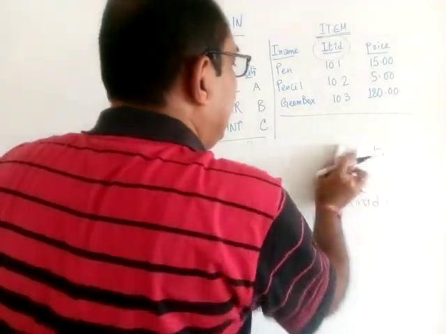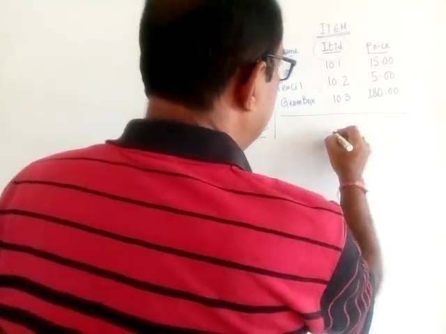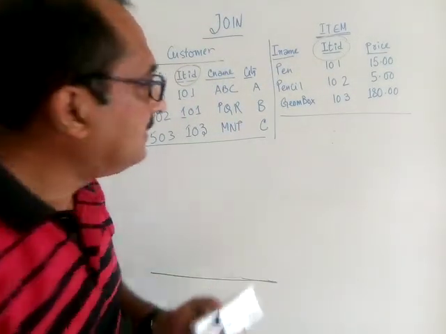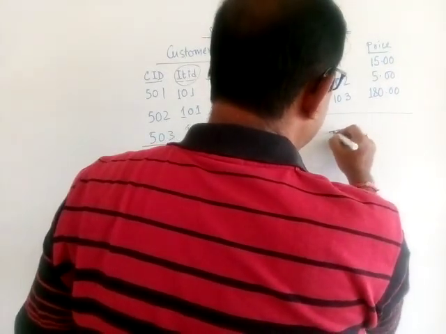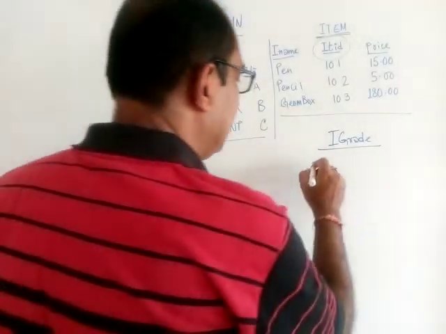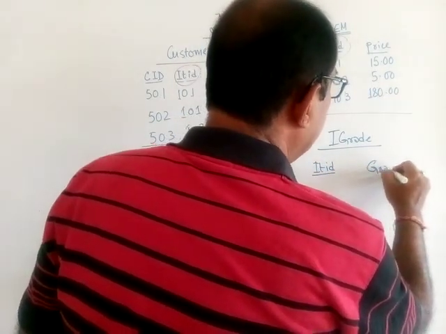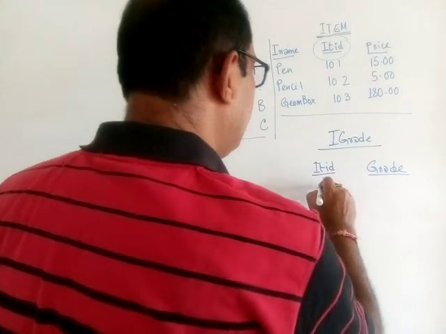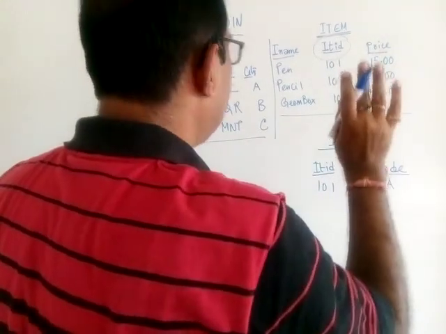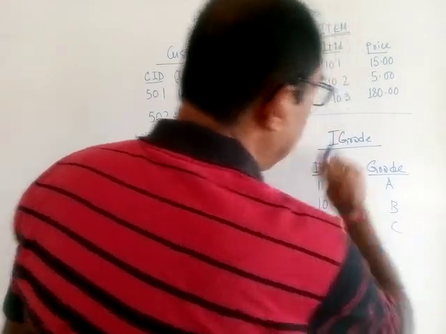Now imagine we have another table, fine. What is that another table? Say the table name is igrade. It talks about the grades of various items. Fine. So here also we have one connecting point, ITID, which has to be there. And grade. So here say we have only 101 with grade equal to A. 102 is not there, 103 is also not there, 104 B, 105 C, like this.